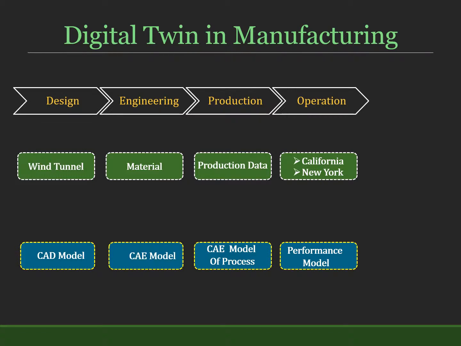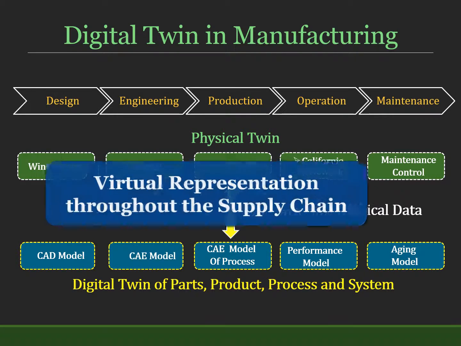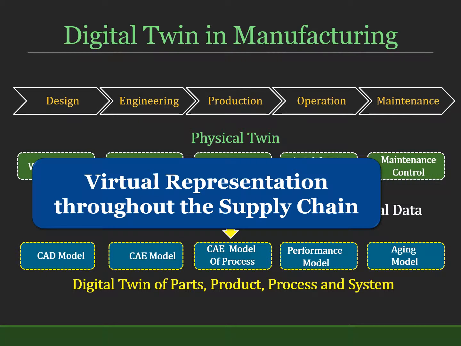In the operation phase, the products that have been designed operate in the real world. Hence, various performance model of the product may be used to represent its health. Moreover, since these products will be operating over various locations, various performance model may be sharing information to create a better digital twin model. In the maintenance stage of the product, various maintenance needs of the product may be represented by an aging model of the virtual domain. These interactions happen throughout the supply chain in the manufacturing systems.